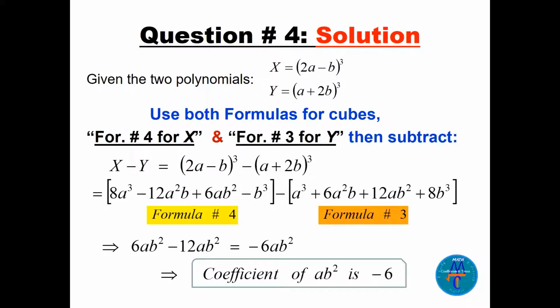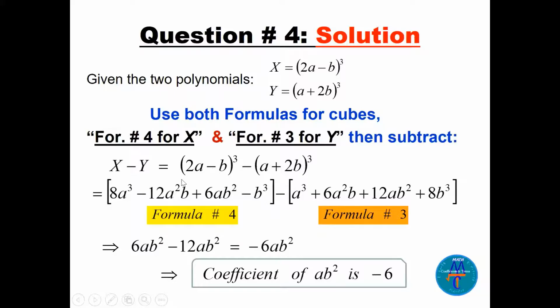Let's see. I put all the details here for you. This is X, this is Y. What I need is X minus Y, which is this minus this. For this one, I use formula number 4, like (a minus b) cubed. So I put the formula here. You can see formula number 4. This is (a plus b) cubed, so that's formula number 3. You can check all these numbers, please.